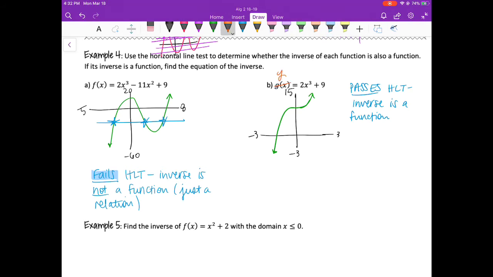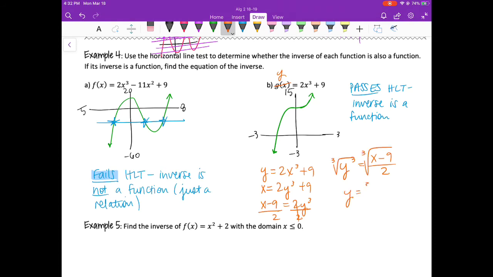So instead of g of x equals 2x cubed plus 9, we're going to call it y equals 2x cubed plus 9. Because remember, the first step of finding an inverse function is you swap x and y. So you have x equals 2y cubed plus 9. Then you want to solve for y. So you subtract 9 from both sides, x minus 9 equals 2y cubed. We divide both sides by 2. So we have y cubed equals (x minus 9) over 2. And then to undo cubing something, we take the cube root, right? So we have y equals the cube root of (x minus 9) over 2. And remember that instead of y, you can call it f inverse of x is how we read that.